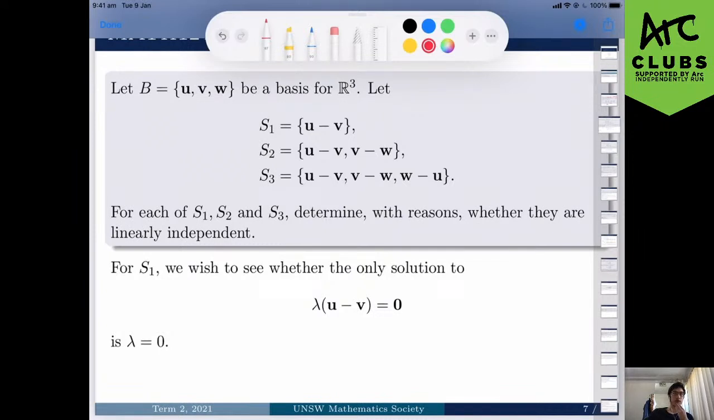to write up the definition of linearly independent, which is just that some sum of scalar multiples of each vector in the set is equal to 0. In this case, it looks kind of dumb because it's not really a sum, it's just one thing. It's just a scalar multiple of u minus v. And we want to check that the only solution is that the scalar must be 0.